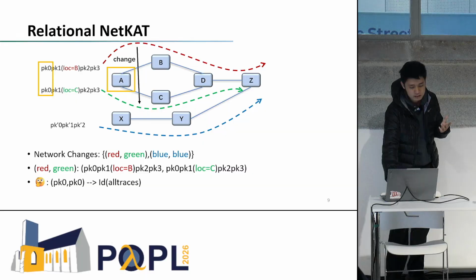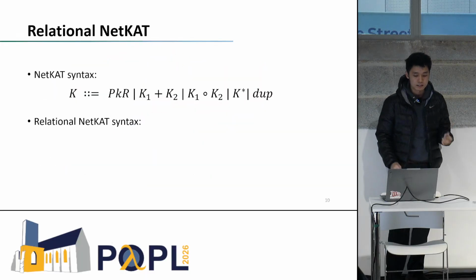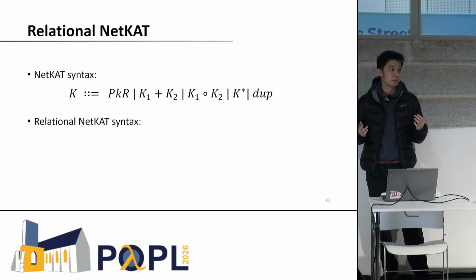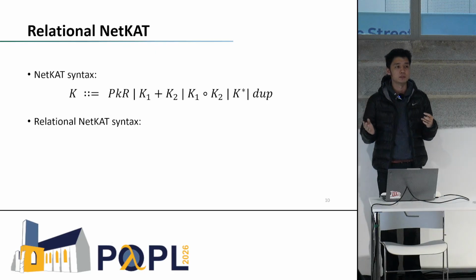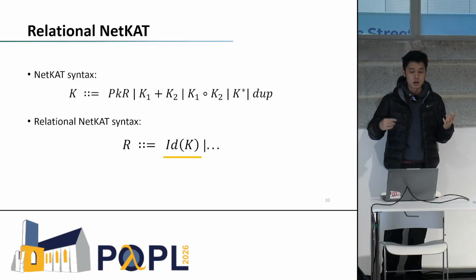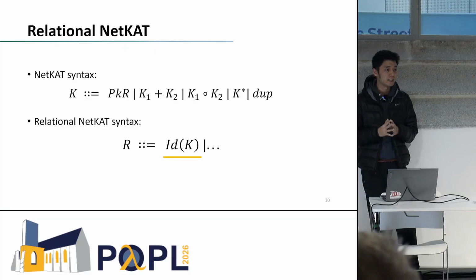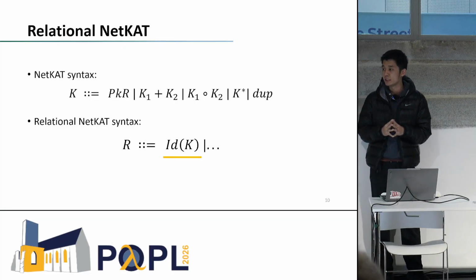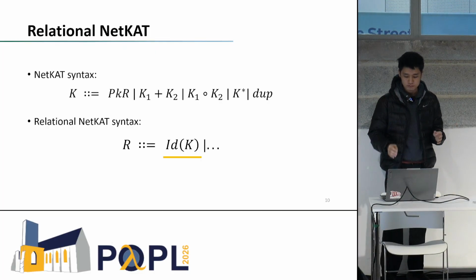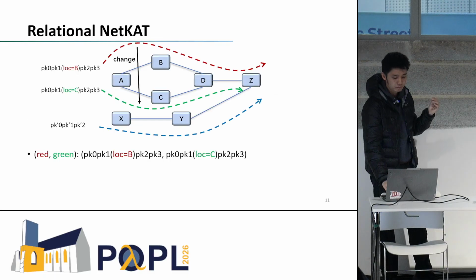How to describe it? We will use the language NetKAT. In NetKAT, a NetKAT expression is interpreted as a set of traces, and the set of all traces can be expressed using the language NetKAT. Therefore, the first construct for our language relational NetKAT is ID K, suggesting that all of the traces belonging to the NetKAT expression K should be mapped to itself. And then let's move on.